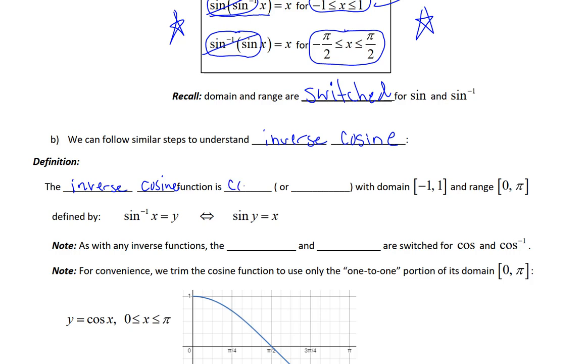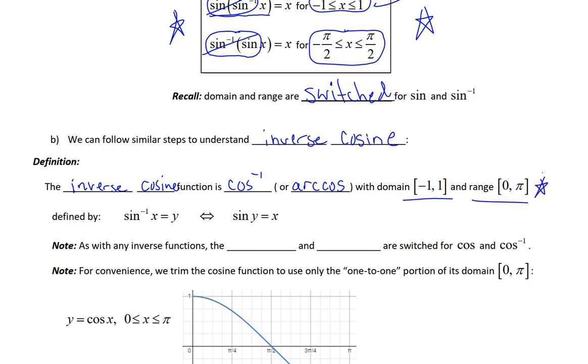function is denoted cosine with a little -1 in the upper right superscript corner of it. Again, it looks like an exponent, but it's not an exponent. It's a notation for inverse. This is cosine inverse, or otherwise known as arc cosine, which would be spelled A-R-C-C-O-S, arc cosine, with domain -1 to 1 and range 0 to pi.